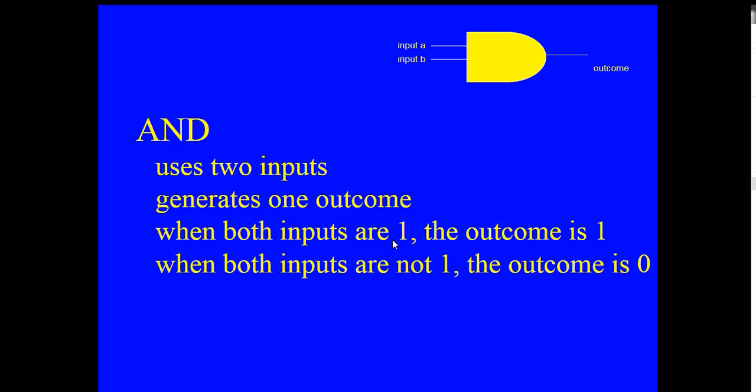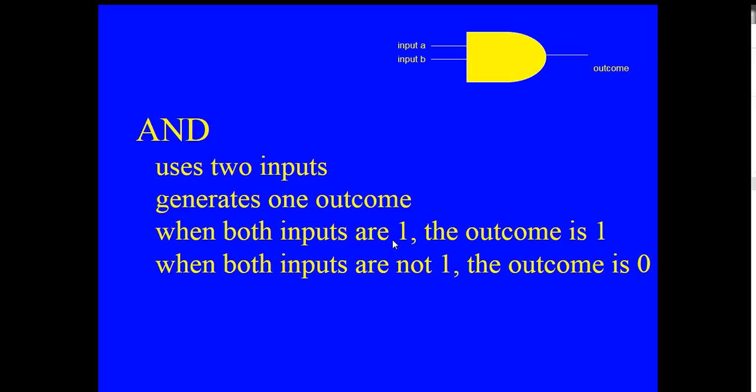Now each gate is going to have something called a truth table. The truth table tells you the behavior of the gate based on its inputs. For example, the AND gate, when both inputs are 1, will always give you a 1. When both inputs are not 1, then it will always give you a 0. Now if you create a truth table for this AND gate, it will have 4 rows. It will have all possible values for A and B and all possible outputs.